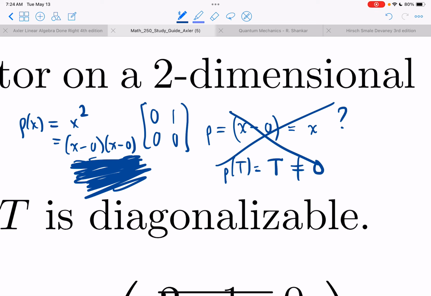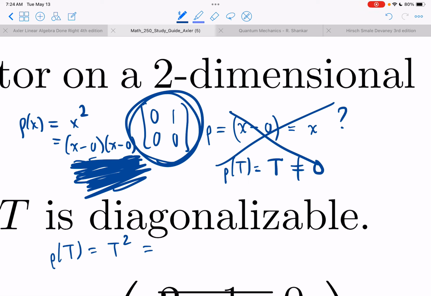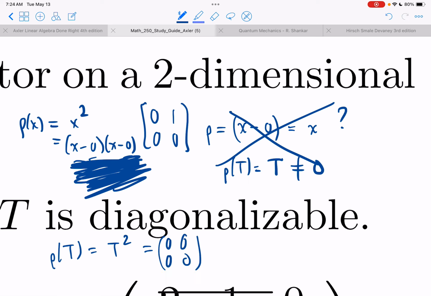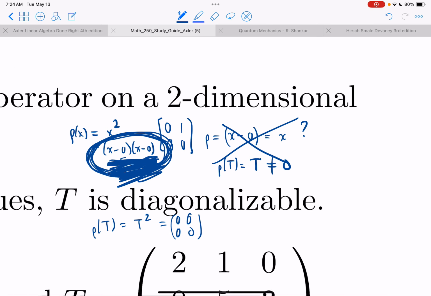And you can see that if we do P of t, where P of x is x squared, that's t squared. What's t squared? Well, multiply this by itself, and you will get 0. So, right away, by the theorem that we'll prove later in this section, this has repeated factors in its minimal polynomial, and therefore it's not diagonalizable.